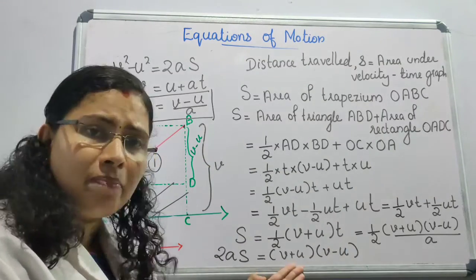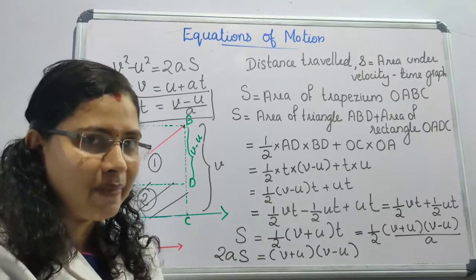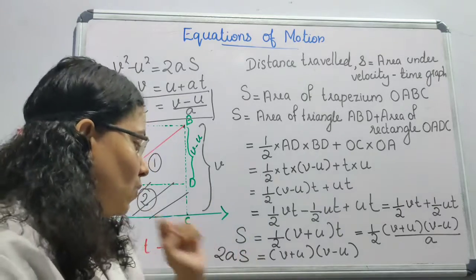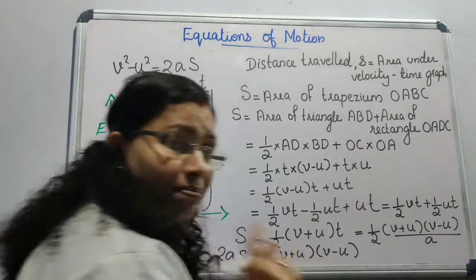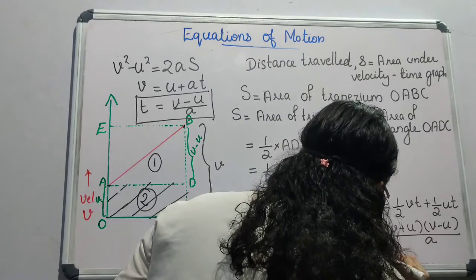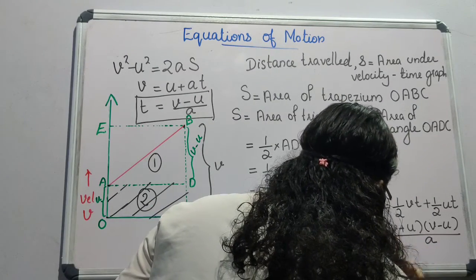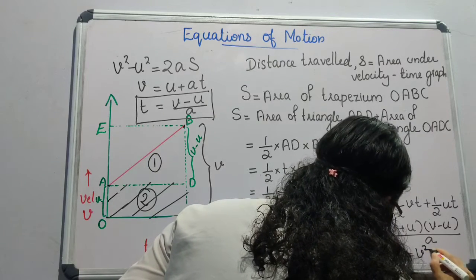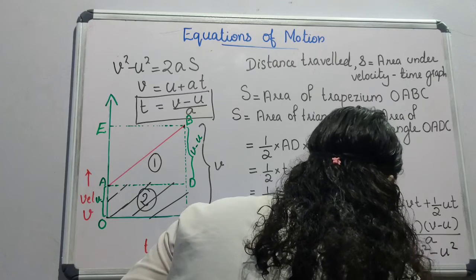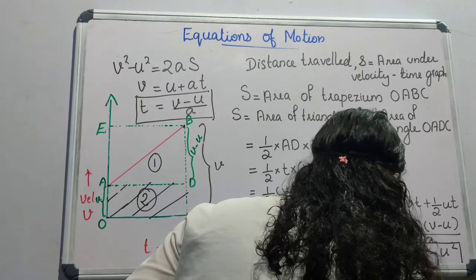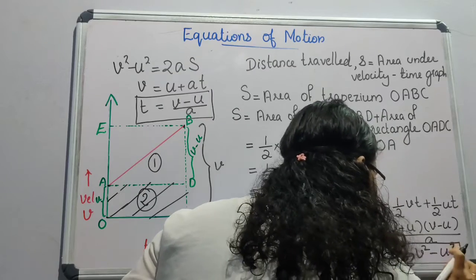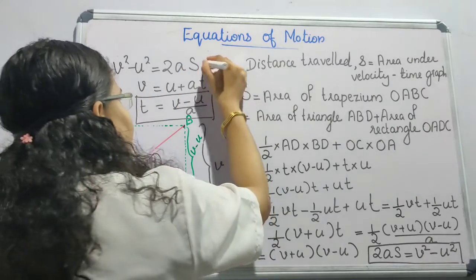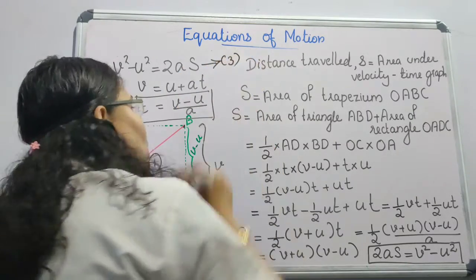You have learned what is V plus U into V minus U. A plus B into A minus B is equal to A square minus B square. So, we can write it as A square minus B square. V square minus U square. We can write it as 2AS is equal to V square minus U square. This is the third equation. Okay. V square minus U square is equal to 2AS. So, we got the third equation of motion.